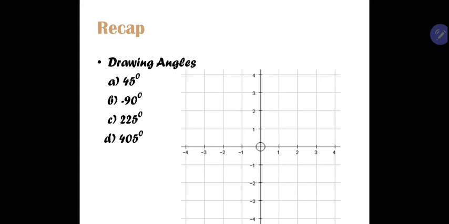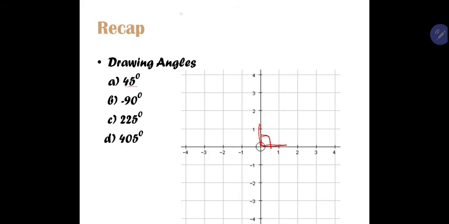Drawing angles. Now we have to draw these angles without using a protractor or any other devices. 45 degrees. Now, as you know, this angle here is 90 degrees because this is a right angle between the y-axis and the x-axis. And we can easily find out that 45 is basically half of 90 degrees. So this angle is 90 degrees, so half of it is 45. Before I start drawing the angles, just remember one more thing.